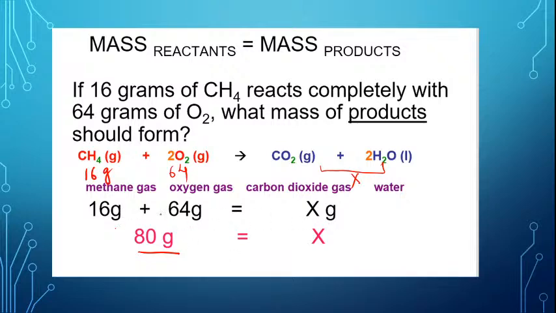So what is the total? 80 gram. We know that the mass of reactants is always equal to the mass of products. It means 80 gram is equal to 80 gram. Understood, Rishika?